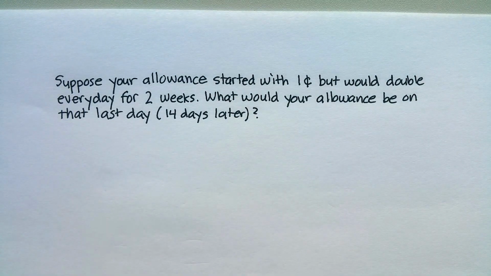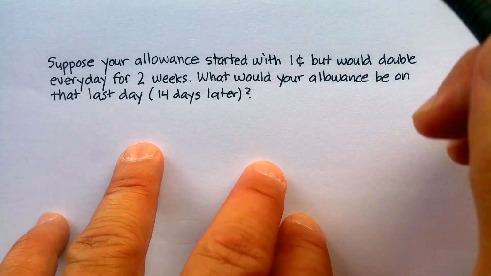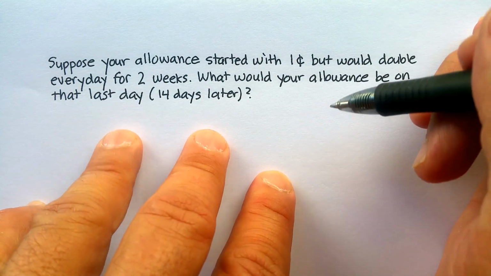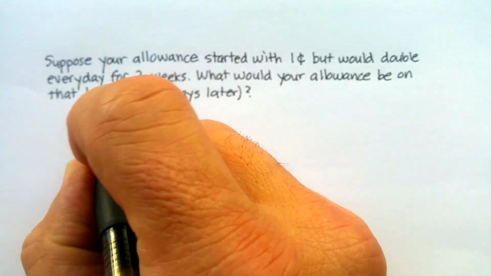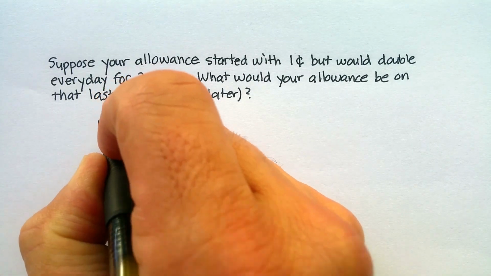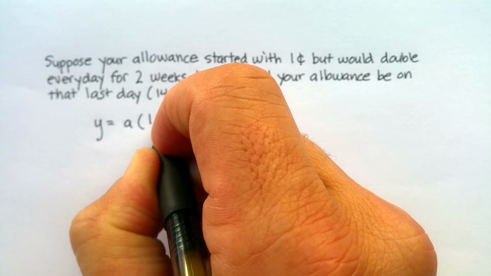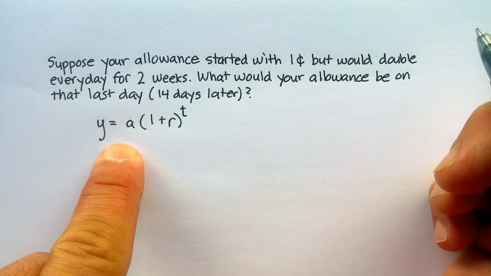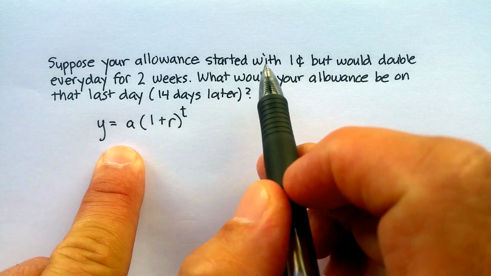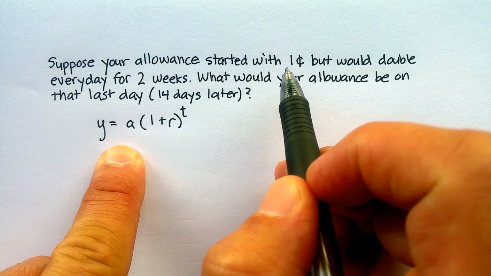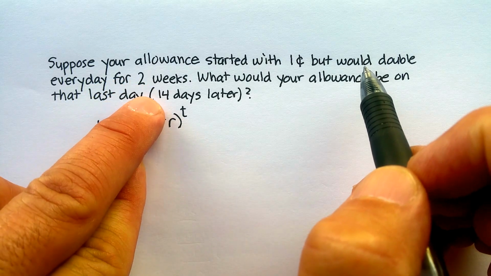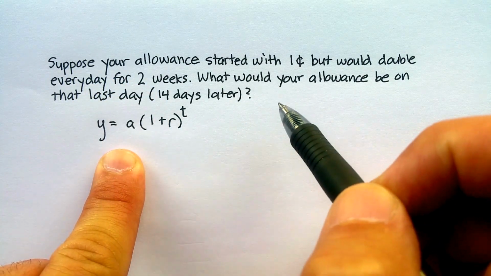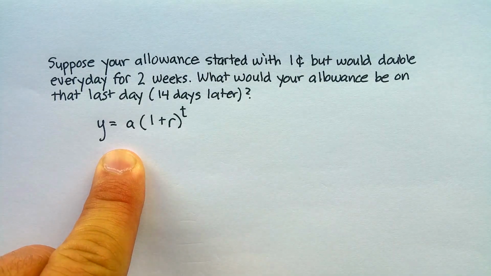Let me give you an example here. I think I might have given this particular question in an earlier video, but I'm just going to show you how it works, okay, using this equation. y was equal to a times 1 plus r raised to the t power. Now, suppose your allowance starts with 1 penny, okay? But it would double every day for 2 weeks. All right. What would your allowance be on that last day, 14 days later?